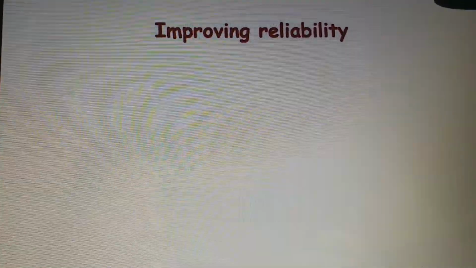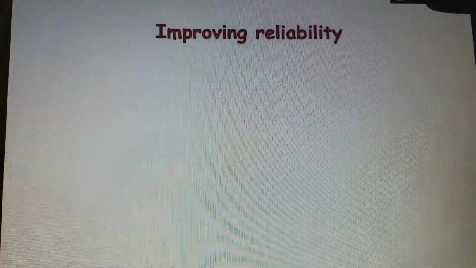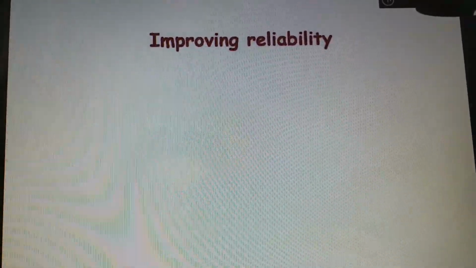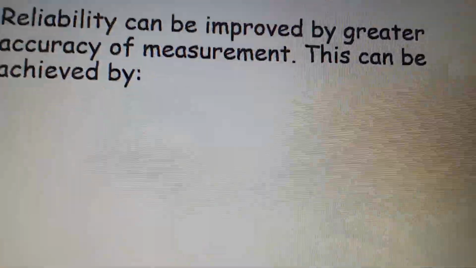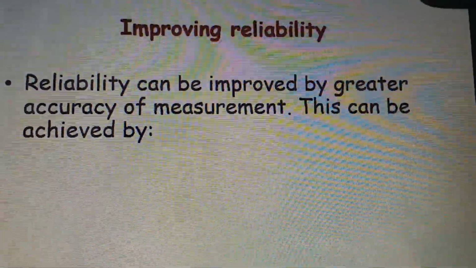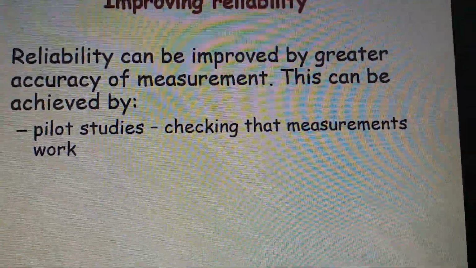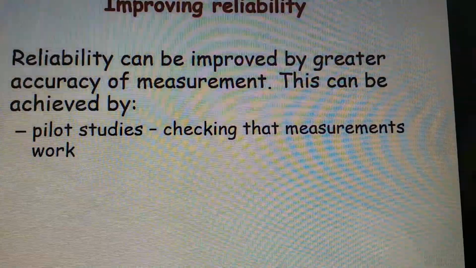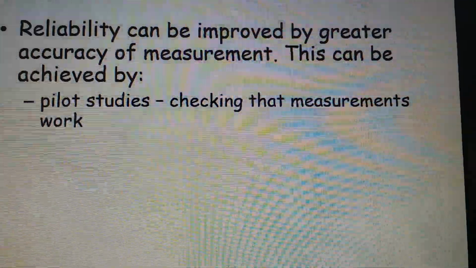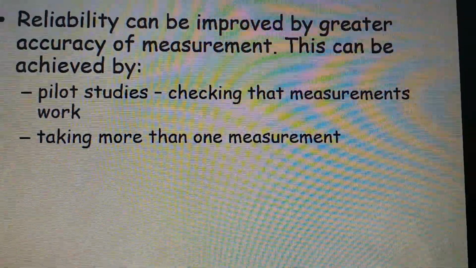So, the two things that we have to look at are improving reliability and checking reliability. For reliability, these are usually the same. It's with validity where it's different. So reliability can always be improved by greater accuracy of measurement. This can be through a pilot study. So if you're asked a question, how could the reliability be improved? You could say, I would conduct a pilot study first, which is a pre-study to check that the measurements work. This would be a basic answer.